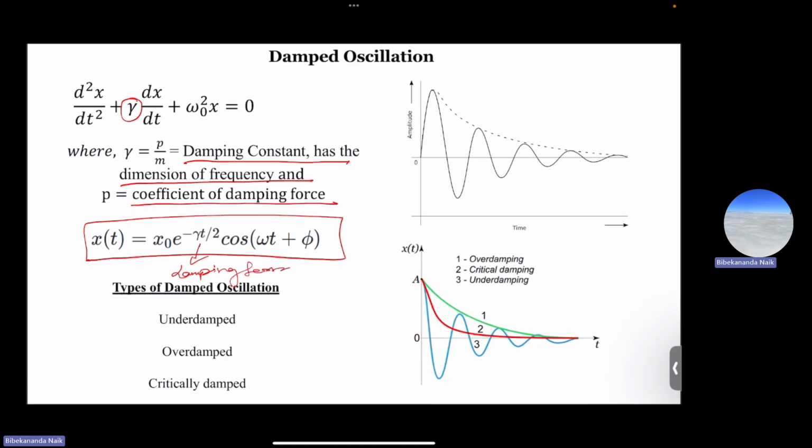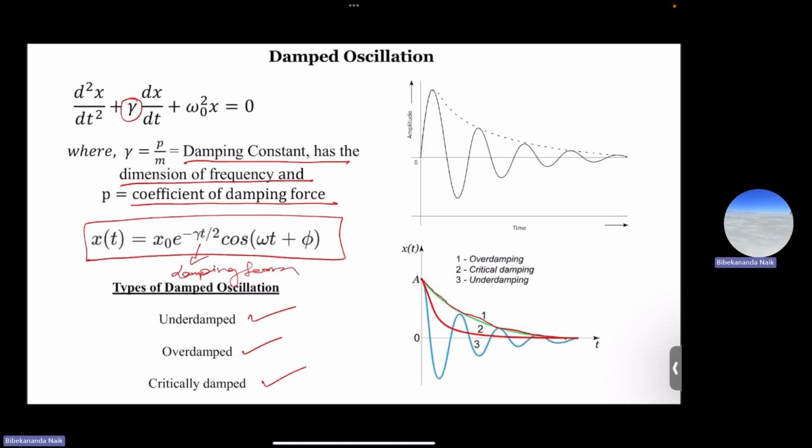So there are different types of damped oscillation: underdamped, overdamped, and critically damped. One is over damping, where it falls off rapidly. Two is critical damping, and three is under damping.